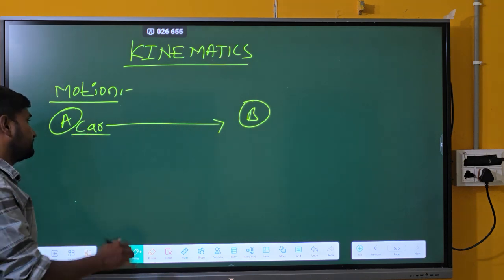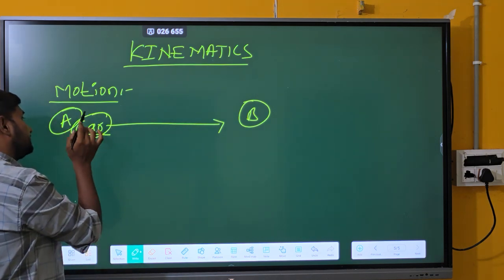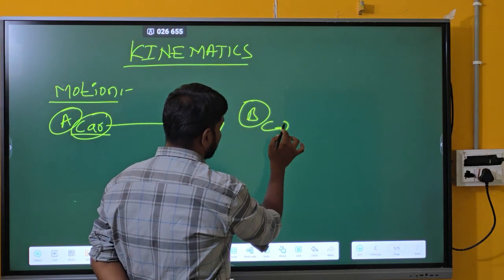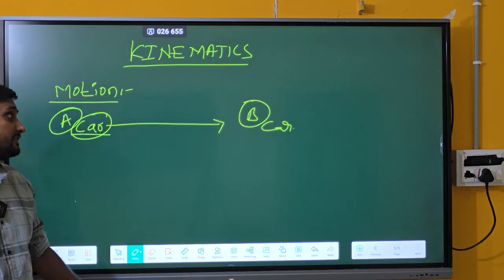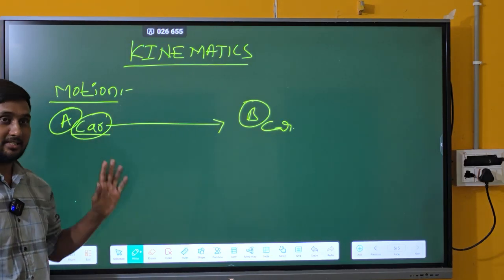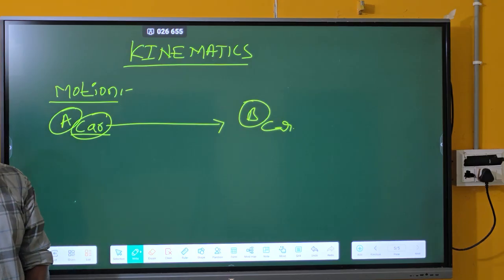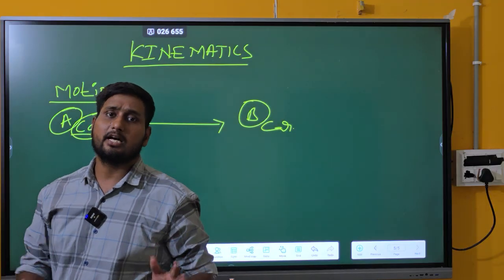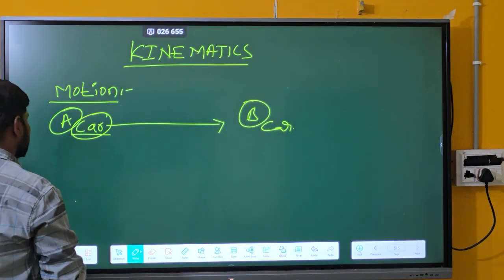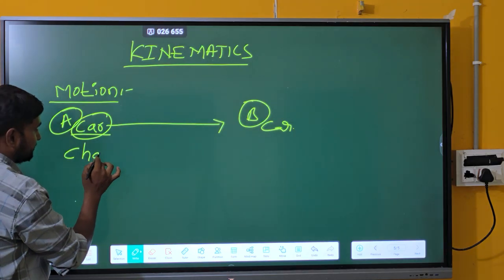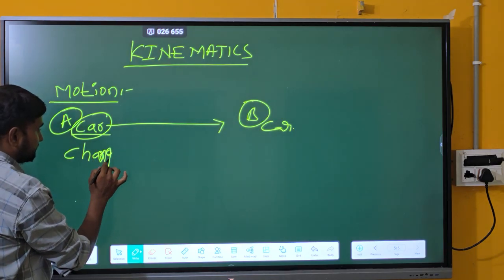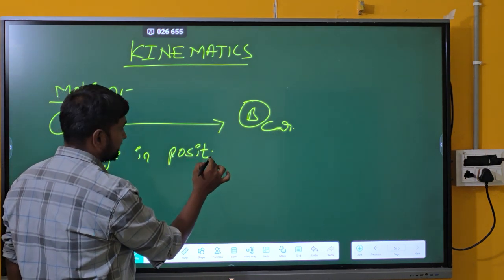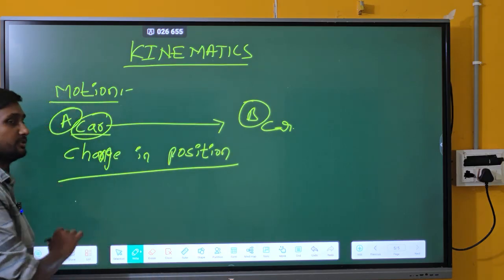Then what happened? First the car is in position A, and now the car is in position B. It changes its position. The change in position of a body or a particle is called motion. Motion means change in position.